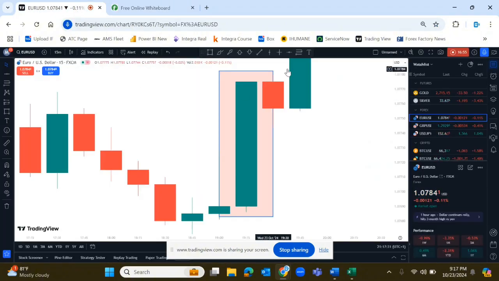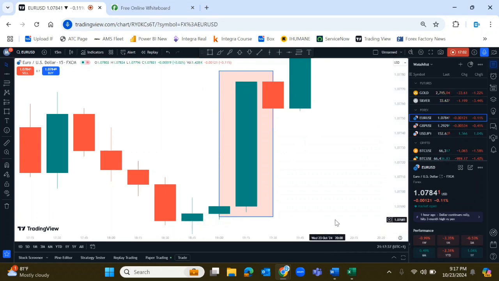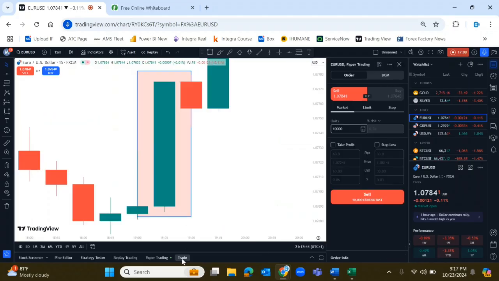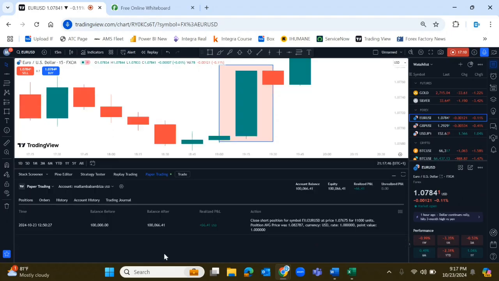Now, let us look at it in reality. So this is my paper trading. Before I show you the examples of how to do that in reality, let me show you the transaction I picked in my paper trading app recently. Now let's take a look at it.